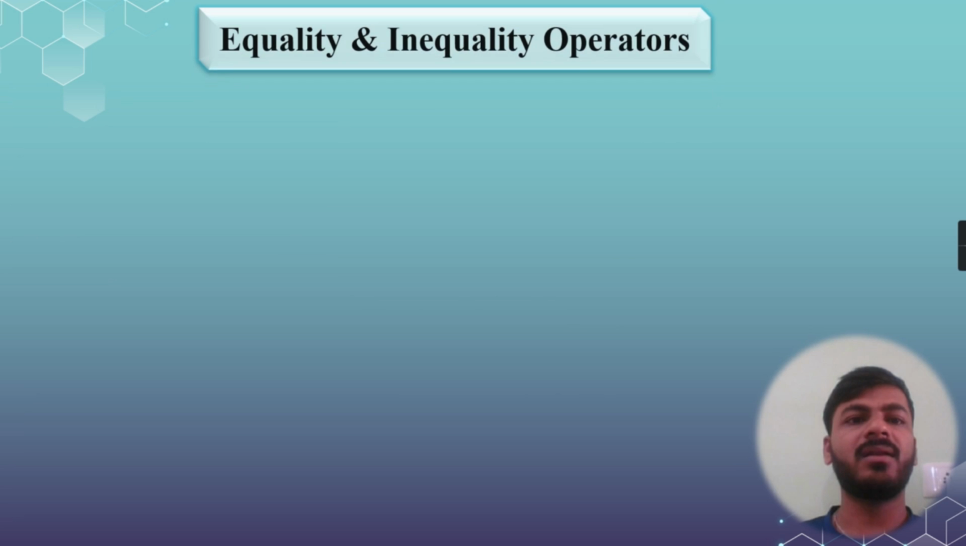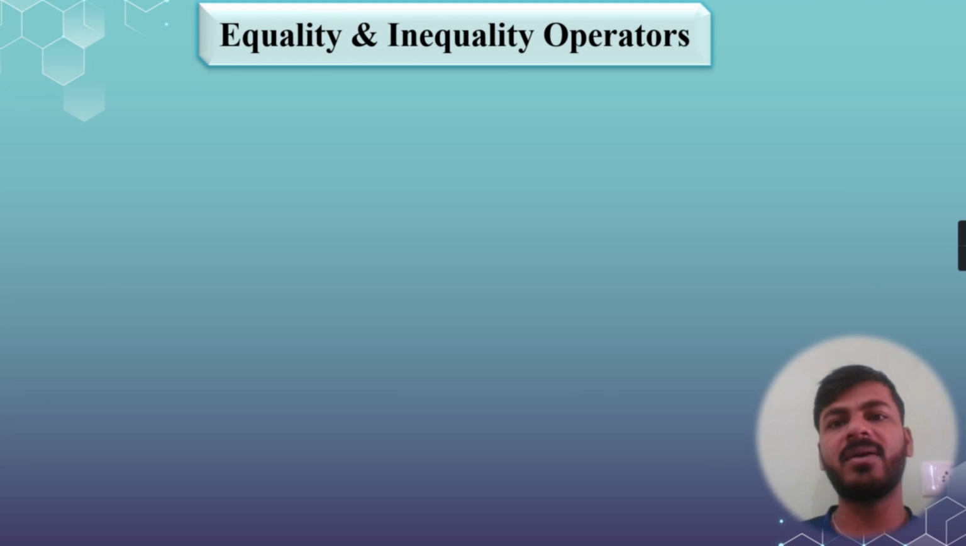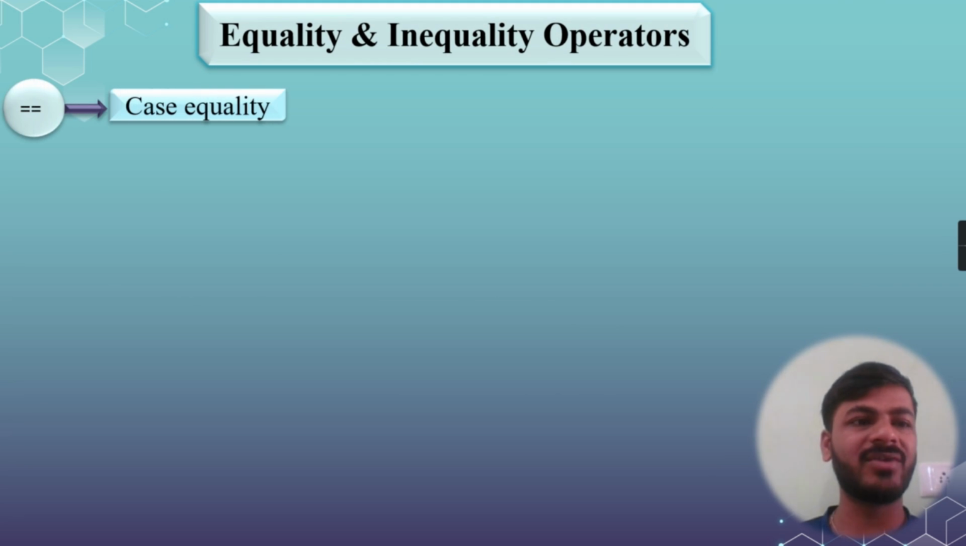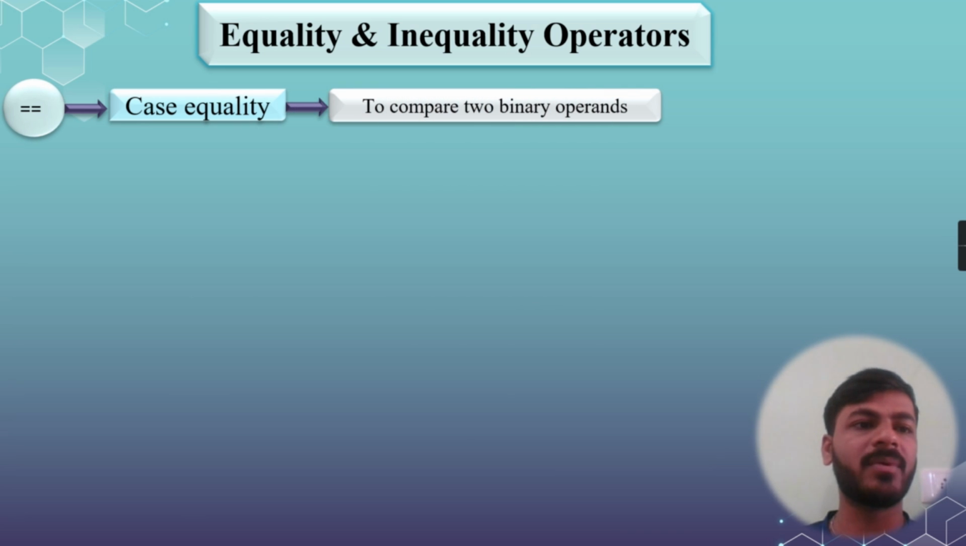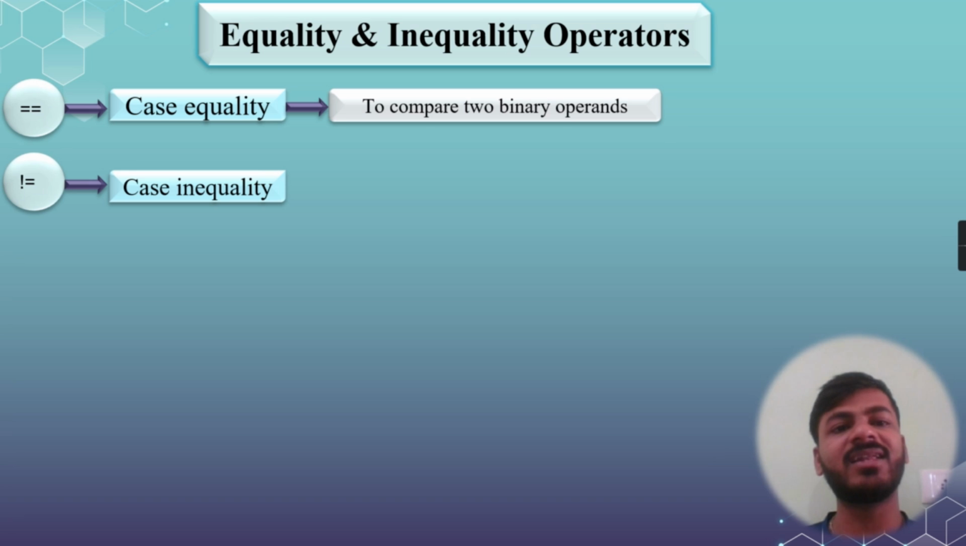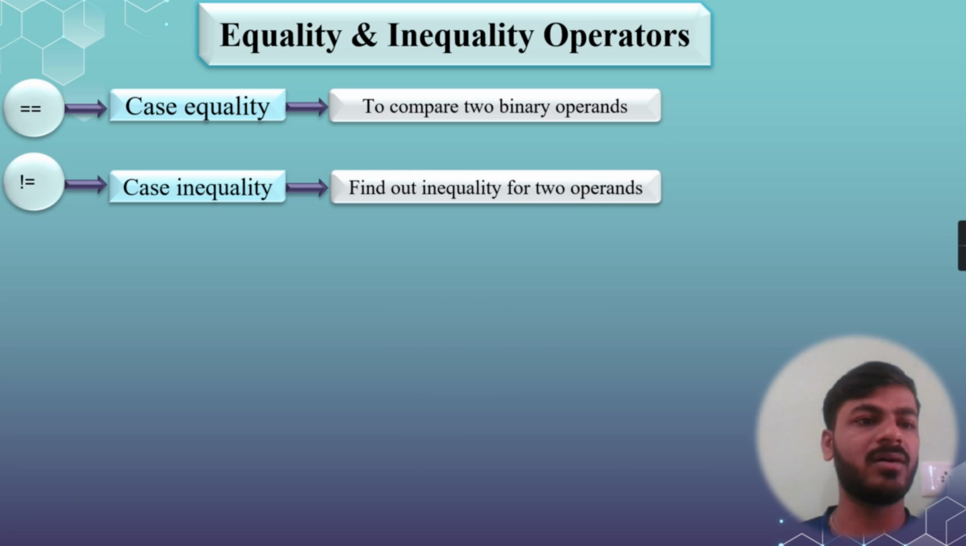Okay, then we are having equality and inequality operators in Verilog. So the first is case equality, which will check whether both operands are equal or not. And the case inequality operator will check that both operands should not be equal.